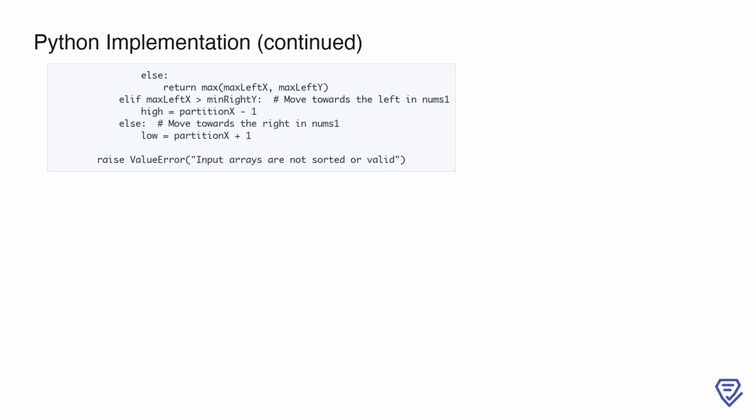However, if the maximum value on the left of nums1 is greater than the minimum value on the right of nums2, it means we need to adjust the partition by moving left in nums1. This is achieved by reducing the high pointer. Similarly, if the maximum value on the left of nums2 is greater than the minimum value on the right of nums1, we need to move right in nums1 by increasing the low pointer. The loop continues until we find the correct partition. Finally, if no valid partition is found, which should not happen with properly sorted input, we raise a ValueError to indicate that the input arrays are not valid or sorted.